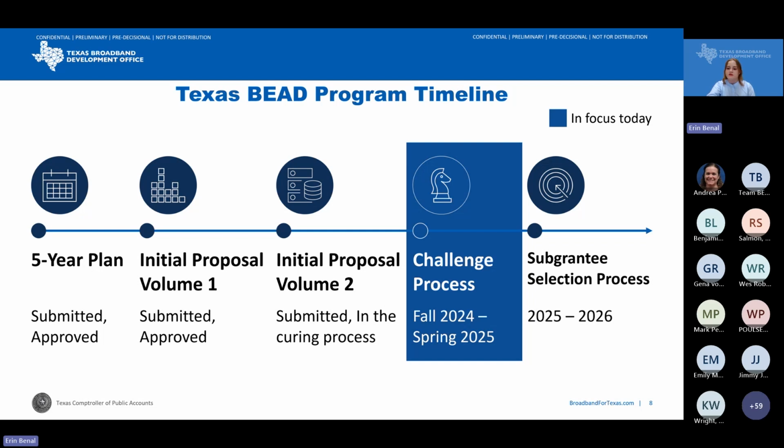The initial proposal is divided into 2 volumes. Volume 1 outlines the steps and requirements for the BEAD challenge process and was approved in April of 2024. Volume 2 outlines the subgrantee selection process and the office's plan to reach universal service. We are still waiting for approval of Volume 2. The third and fourth stages are implementing the activities outlined in the initial proposal, Volume 1 and 2.